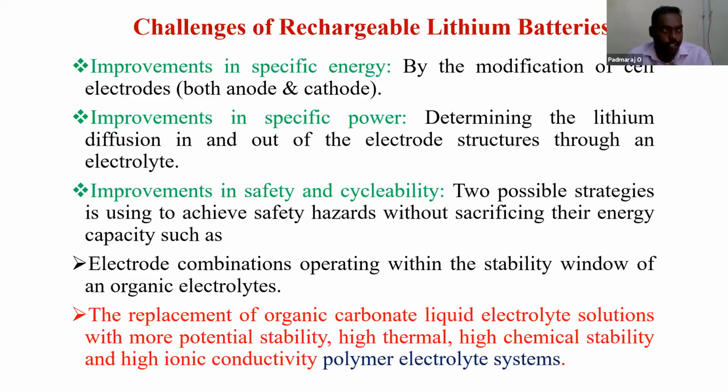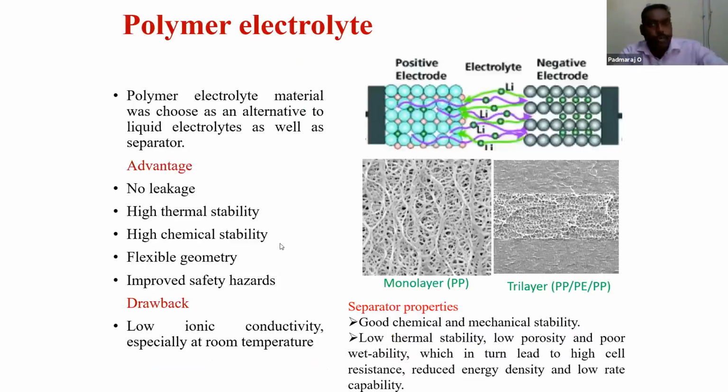Understood? We know the safety issues arise due to the organic electrolyte and lithium dendrite growth. These two issues lead to the safety problems. So how do we overcome these two issues? One is the electrode combination. The second one is the replacement of the existing organic liquid electrolyte with a polymer electrolyte having more potential stability, that is, high thermal and chemical stability and high ionic conductivity. Okay, so I am telling you about polymer electrolyte systems.